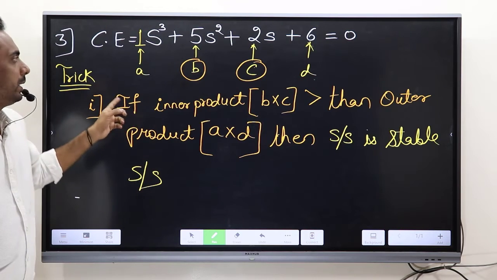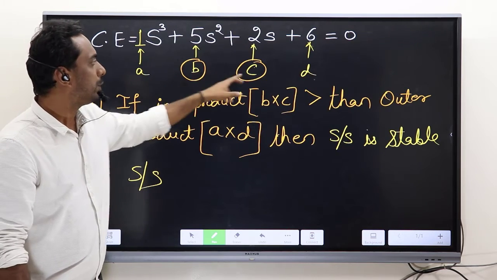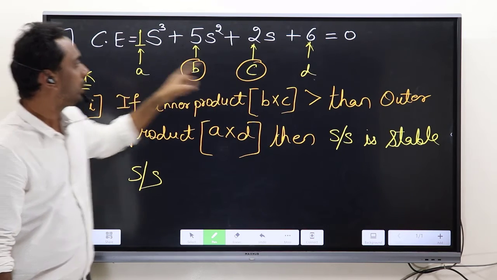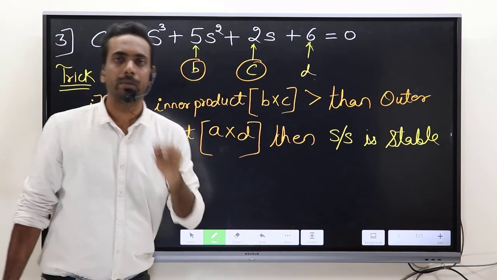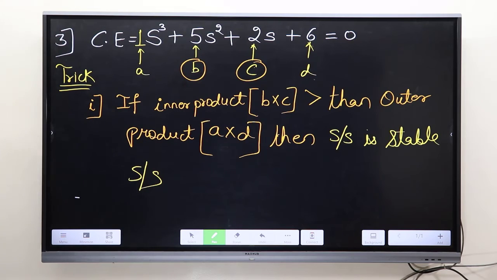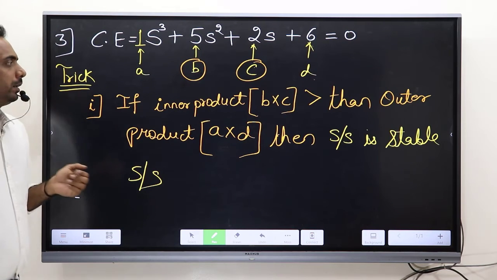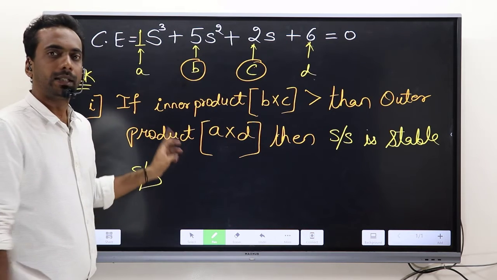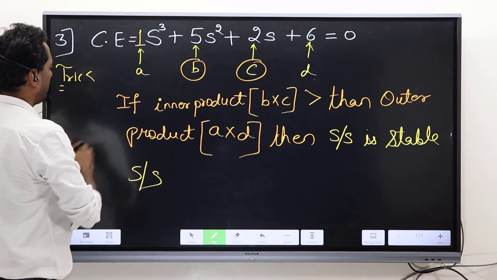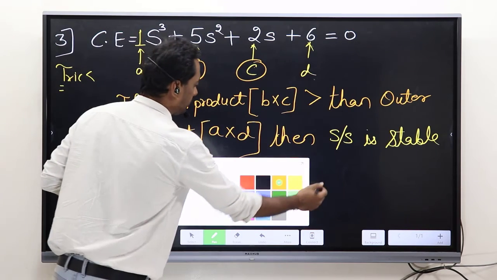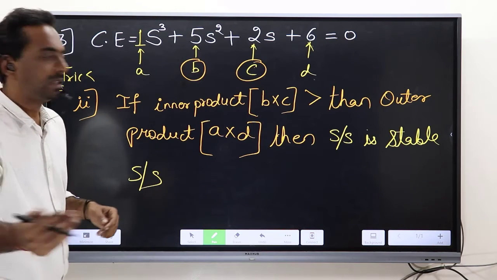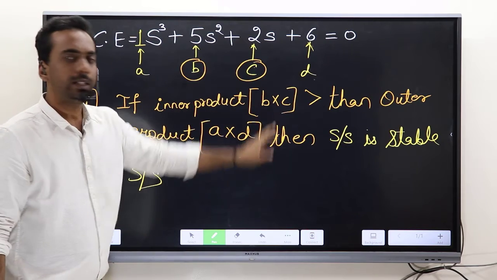Yes. What is the first thing? If the inner product, which is B into C, is greater as compared to the outer product, A into D, then the system is stable. Please write down this. Right? That was the first point. Second point, please pay attention.